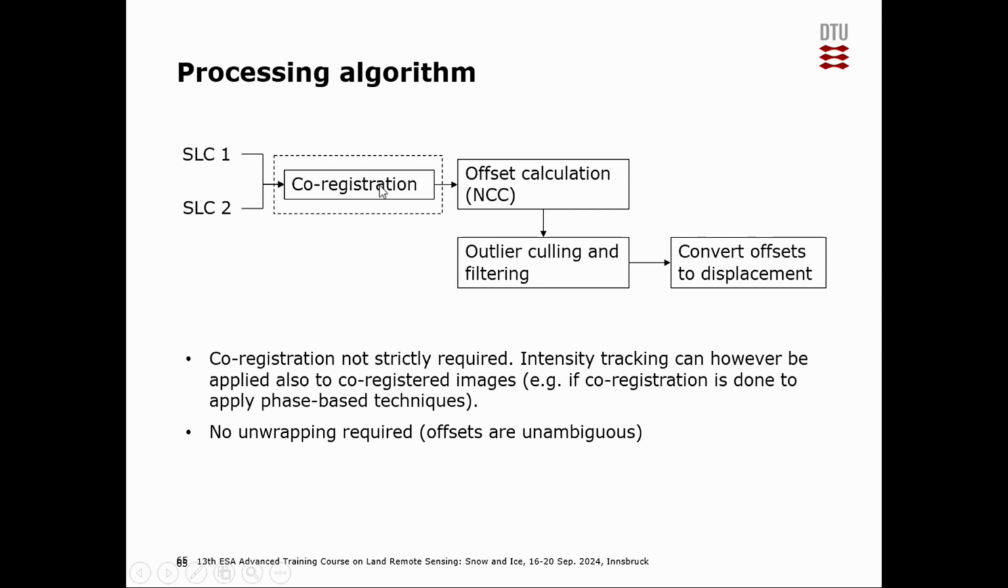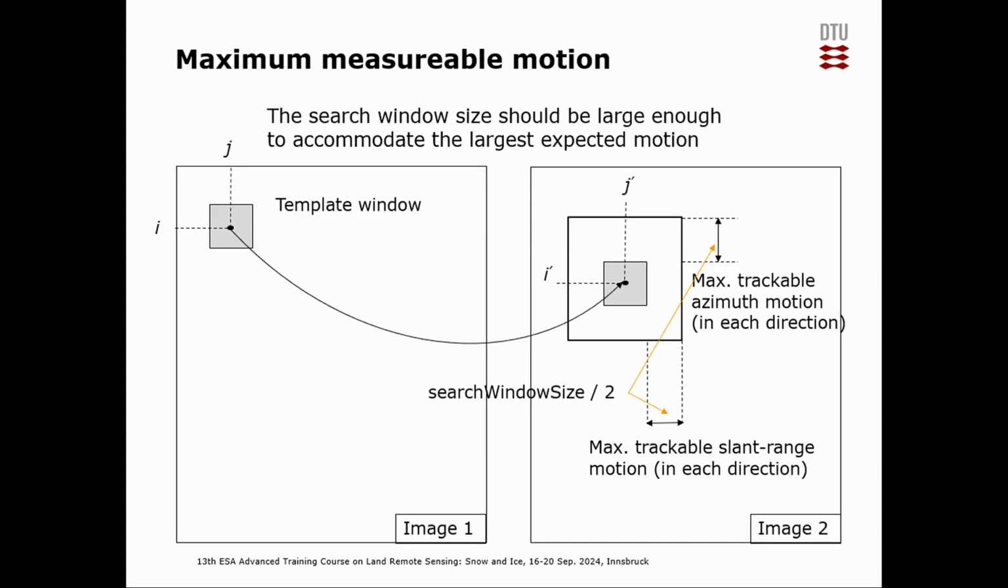In general, we can also co-register these images. That will simplify our life. We will have to deal with outliers, and then we'll have to convert these offsets to motion. No unwrapping is required, because once we measure the two-dimensional offset, that is not ambiguous. That is directly convertible to motion. That's also a great advantage of offset tracking. It's two-dimensional and doesn't require unwrapping.